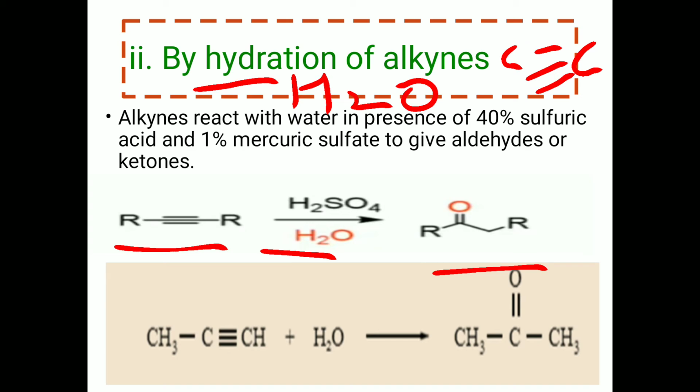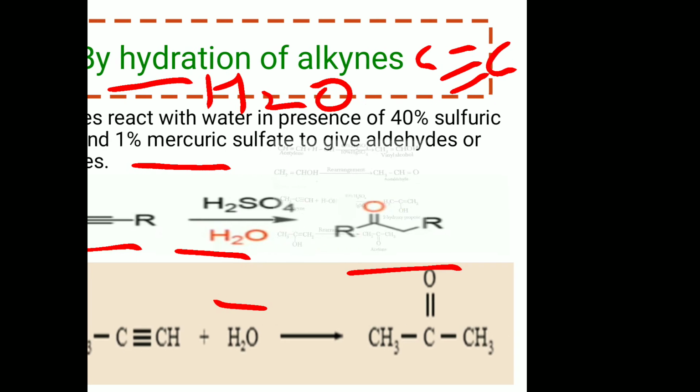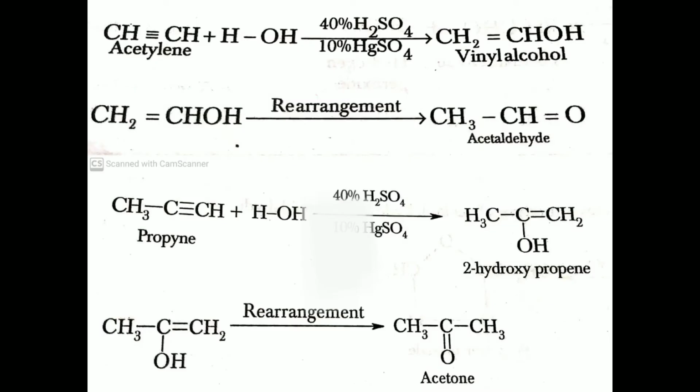Alkynes can react with water, that is H2O, in presence of 40% sulfuric acid, that is H2SO4, and 1% mercuric sulfate, that is HgSO4. It can give aldehydes or ketones. The general reaction is that alkynes undergo hydration, that means react with water in presence of H2SO4 and HgSO4, to give aldehydes or ketones. Now let us study their examples.